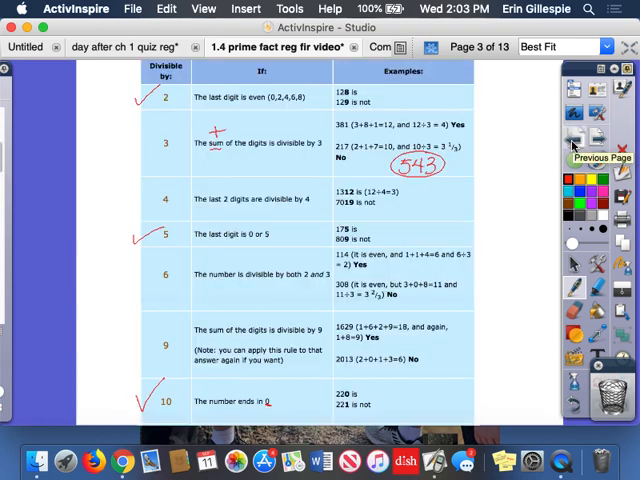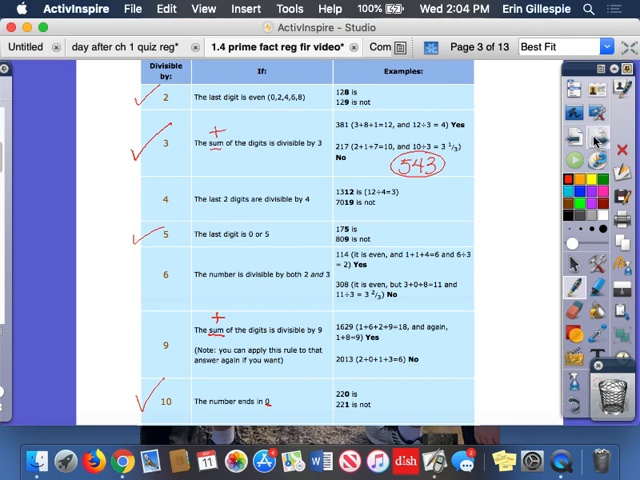So let's take a look back at your yellow sheet. Green's done. 9. The sum of the digits is divisible by 9. So like 1,629, if I do 1 plus 6 plus 2 plus 9, 1 plus 6 is 7, plus 2 is 9, plus 9 is 18. 18 I can divide by 9, so my answer is yes. 2013, well, 2 plus 0 plus 1 plus 3, that's 2, plus 1 is 3, plus 3 is 6. You can't divide 6 by 9, so that's a no.